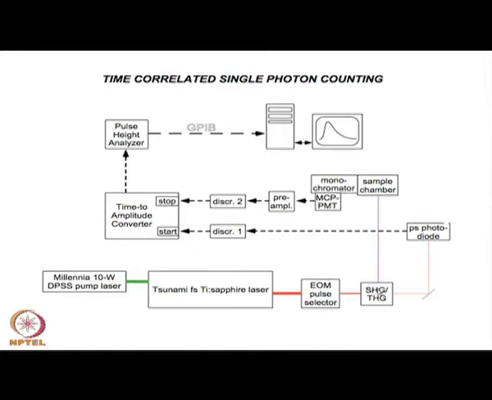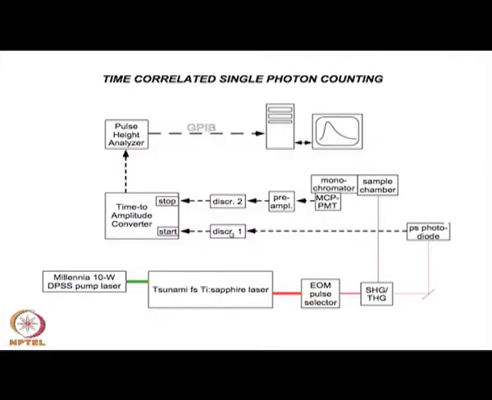Then ultimately the pulse is given to the sample chamber, and you see that a part of this pulse is fed into a photodiode, or what I call PMT2. This photodiode pulse is given to discriminator 1, the constant fraction discriminator. It triggers at some constant fraction, so you can change it depending on your necessity.